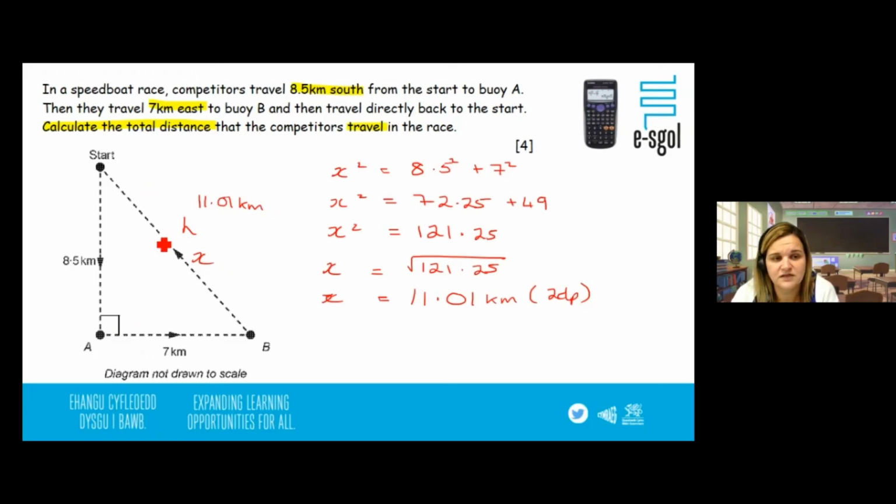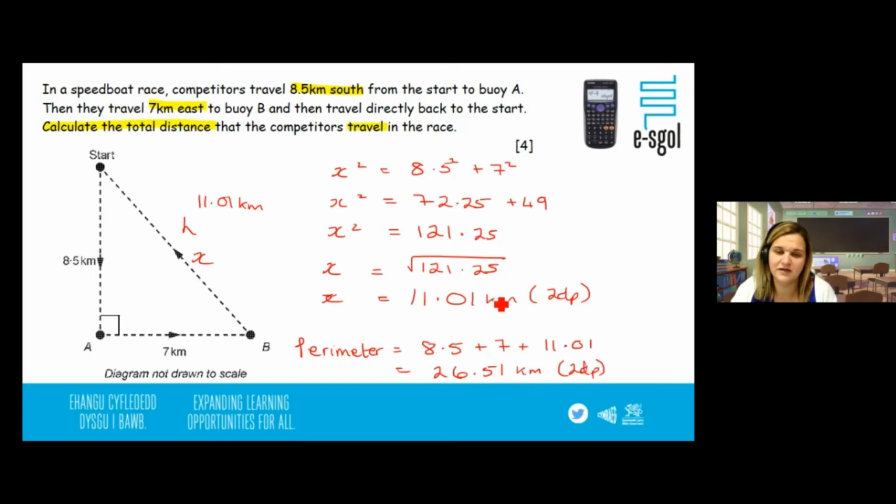So when I go to find my total distance, my perimeter, I am going to be adding up around the outside of this shape. So in any order you want, 8.5, add 7, add 11.01, and then the answer is 26.51 kilometers to 2 decimal places.